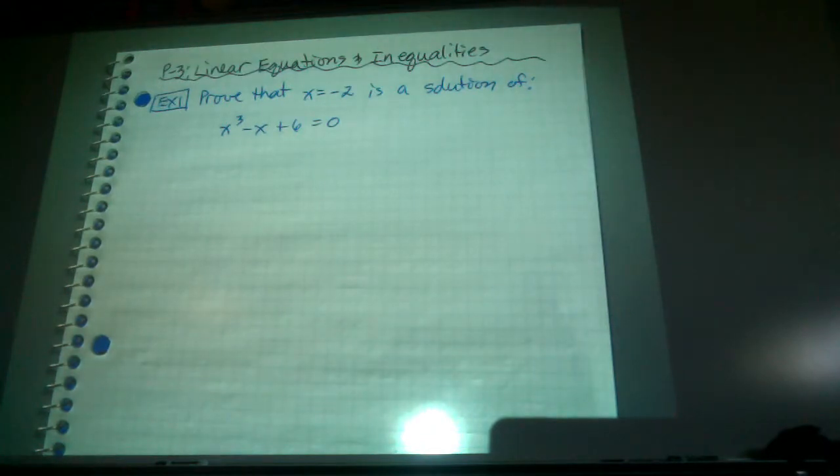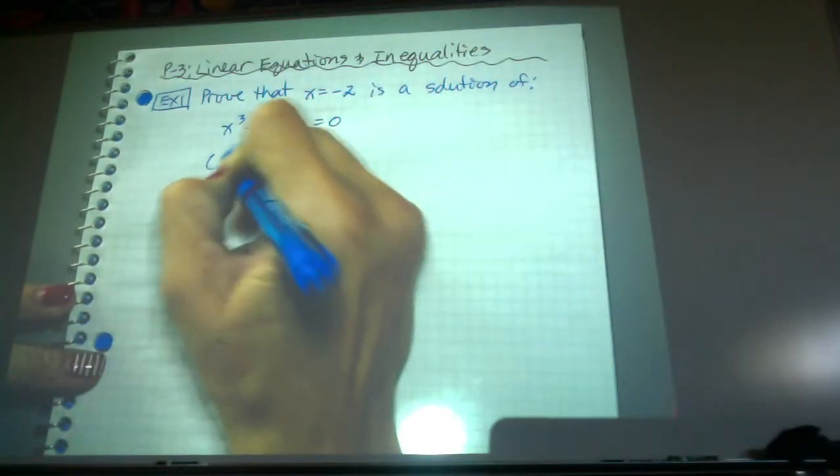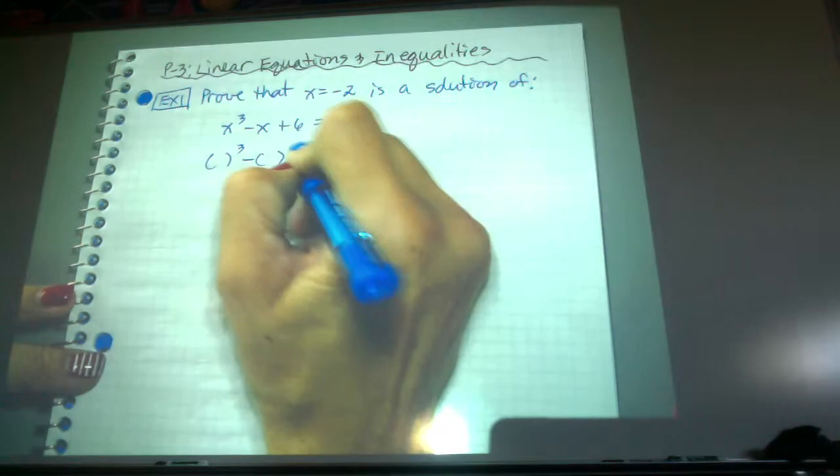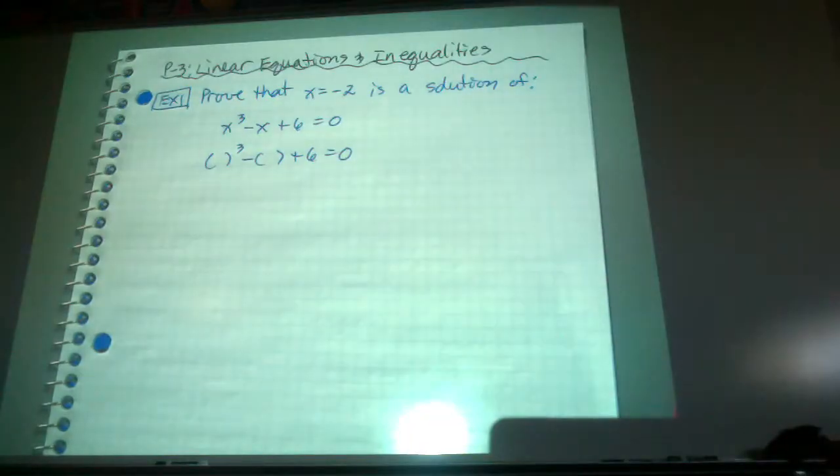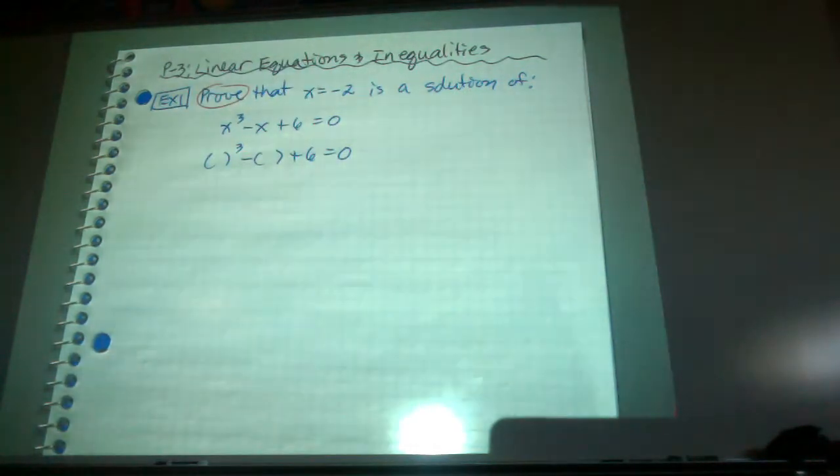Yeah, just plug it in, right? So we're going to use substitution parentheses. And remember that it says prove. Remember yesterday when we had to prove with Pythagorean's theorem?